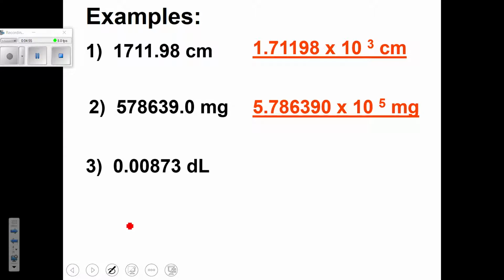Number 3. So this one, you'll see when you start out with this one, is a small number. It's already a decimal. We need to move that decimal so that it ends up with one number. So we're going to go 1, 2, 3 places and stop behind the 8. So now we have 8.73, our power of 10. Now look, 3 places, but this time to the right. That means our exponent is now negative.